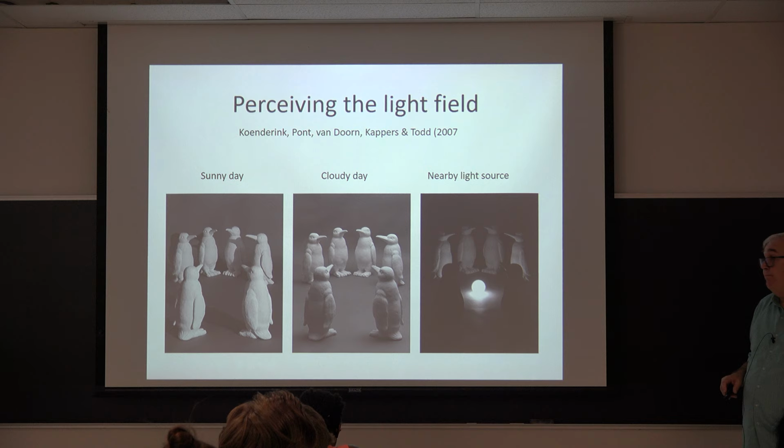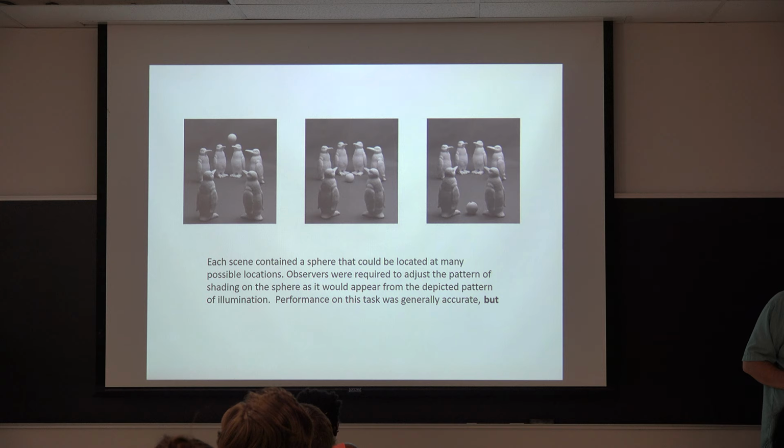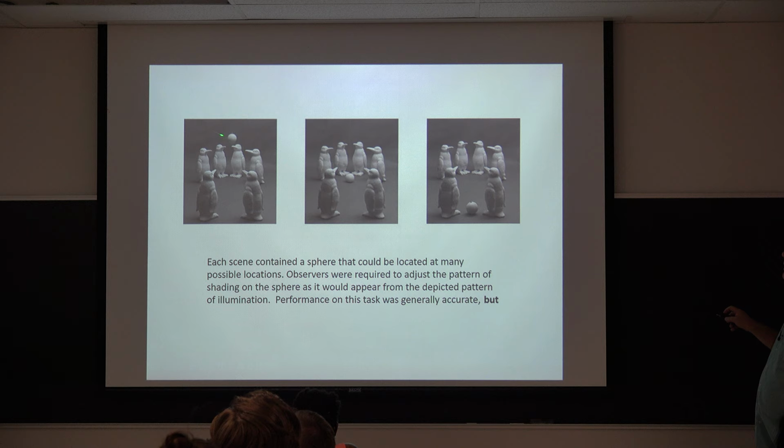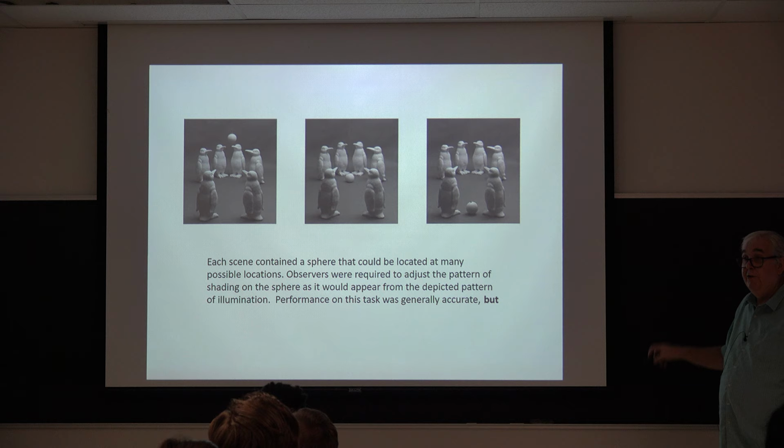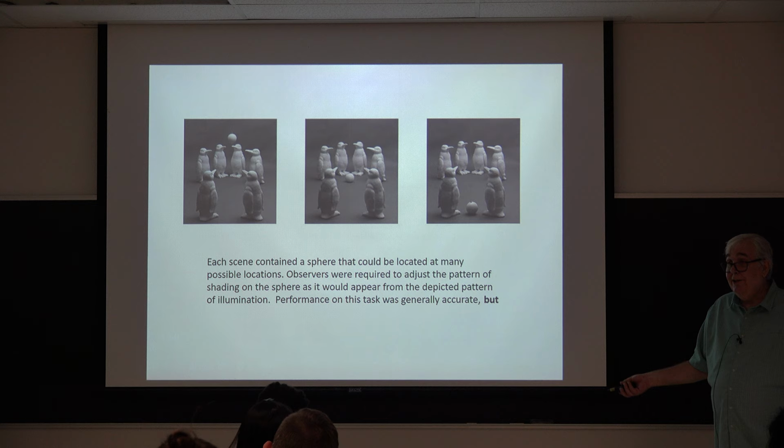And the task on each trial, what the observers had to do, is we would put a probe ball, like right here, and observers could adjust the shading on this ball. They were supposed to adjust it so it looks like it fits within the scene. In other words, if a ball were here, how should it be shaded for the pattern of illumination there? And here are different placements of the ball.